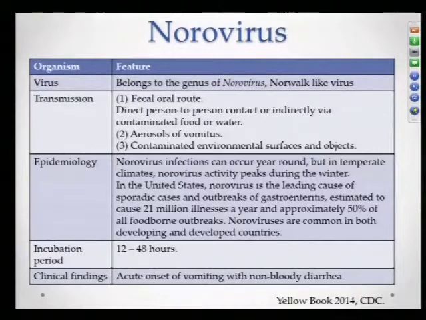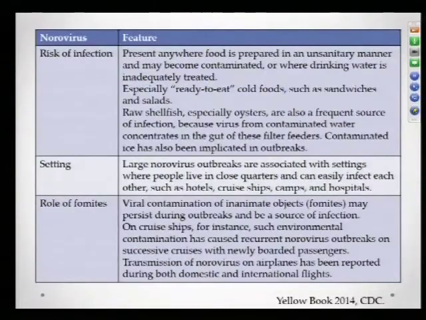Acute onset of vomiting, non-bloody diarrhea. Now, where do we get these? I think we should talk about settings where a lot of people come together. And those would be your hotels, where you go for travel, cruise ships, camps, and hospitals.